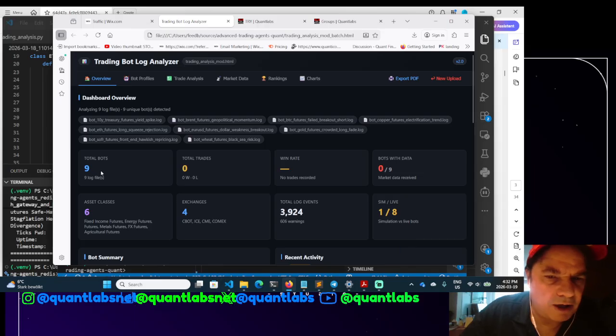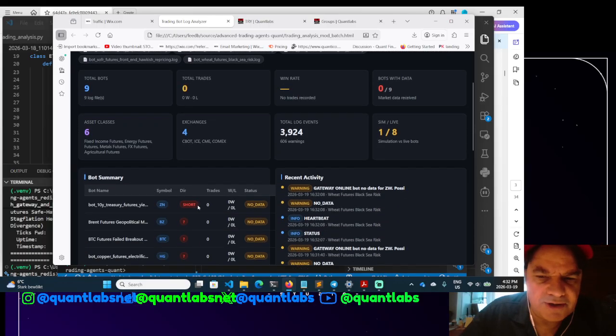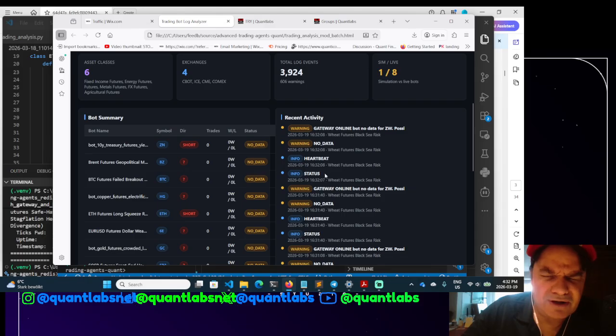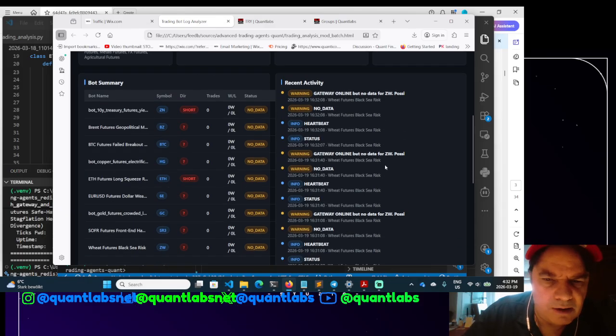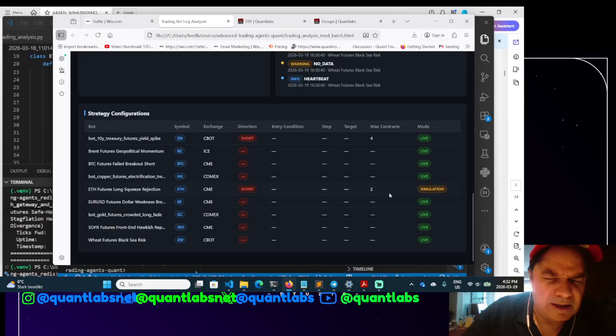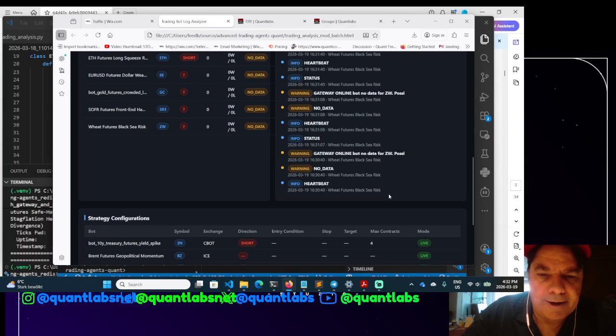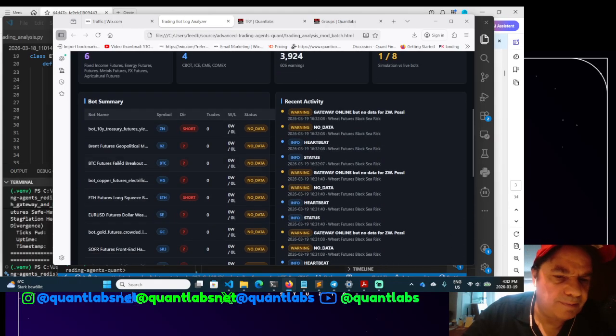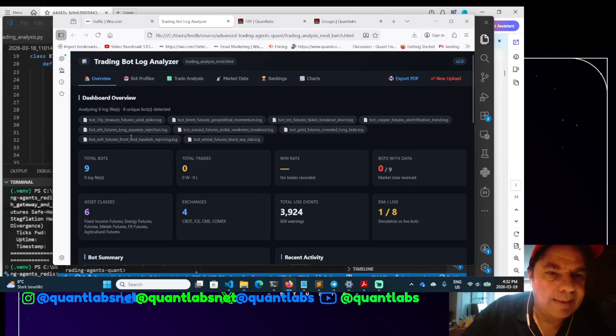There are 9 bots running. There are some open trades, but no closed positions yet. We still have these data connection problems, with the gateway and the Redis. So I still have to resolve that. I think that's going to radically improve things. These are all the bots running as well.